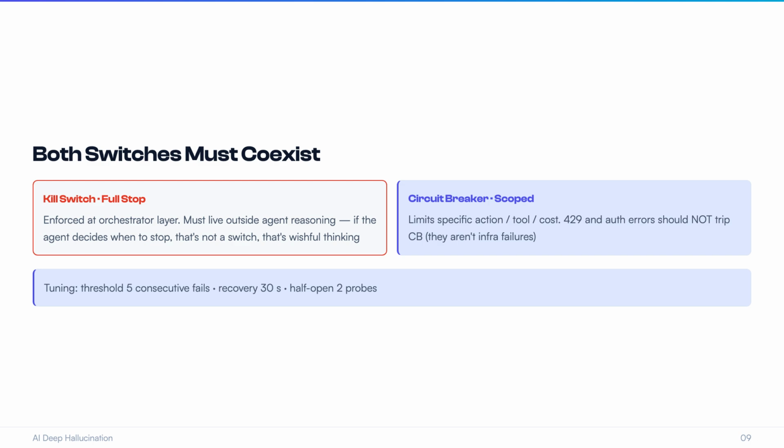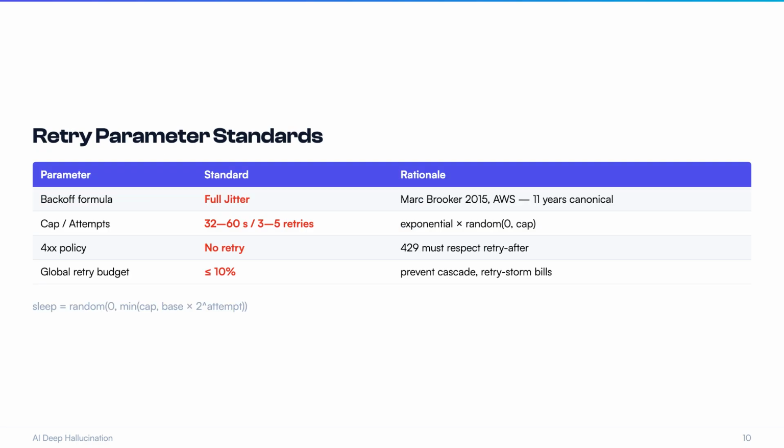Public cases run up $30,000, $47,000 disasters. Timeouts don't equal circuit breaker. Retry parameters have a canonical formula: Marc Brooker's full jitter from the 2015 AWS architecture blog. 11 years on, still the standard.